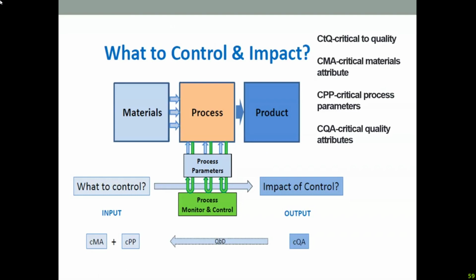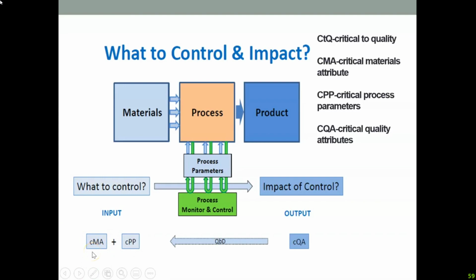What to control and what to impact. So we would be impacting, we've got our critical to quality, we've got our critical material attributes, our CMAs, our CPPs, which we talked about before, your critical process parameters, your CQAs, your critical quality attributes. So what are we looking at here? We're talking about our critical material attributes here. We need to control those, and we've specified what they need to be.